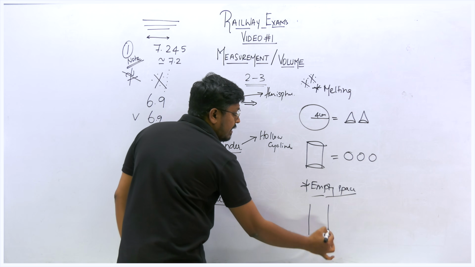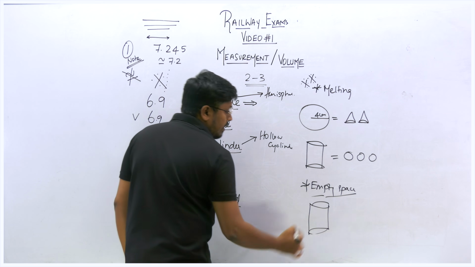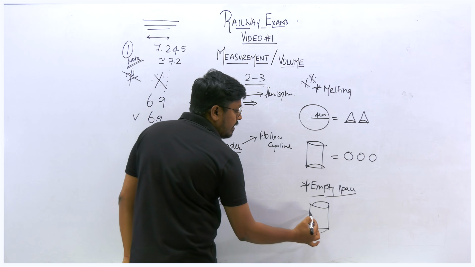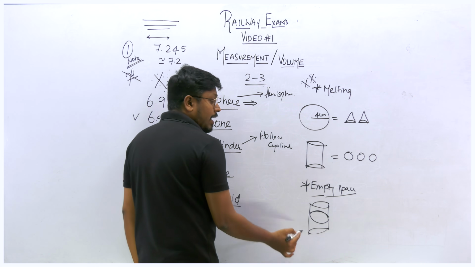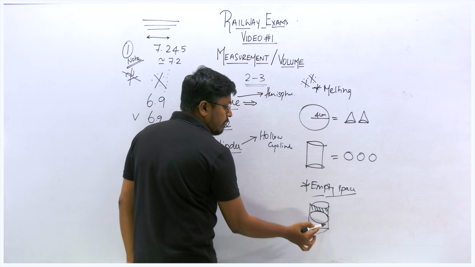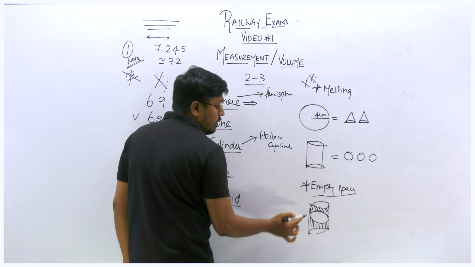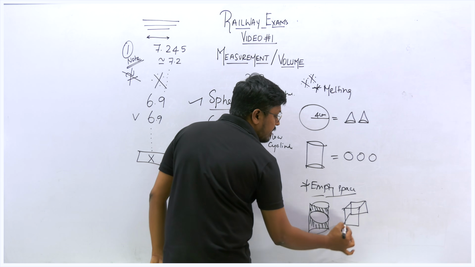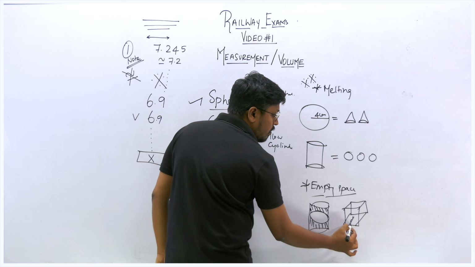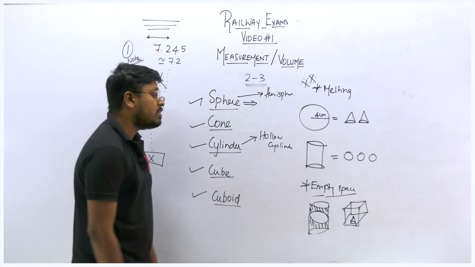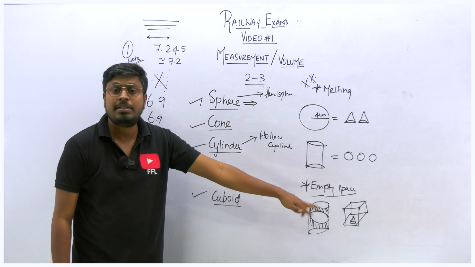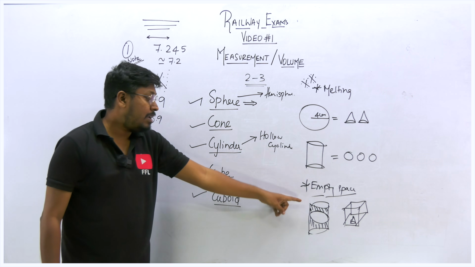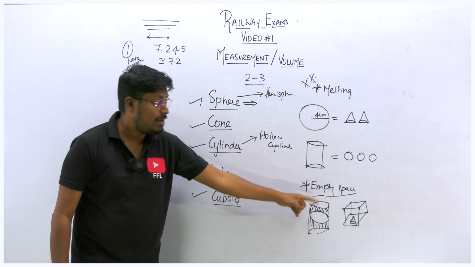Empty space is very easy. They will give you a cylinder, with the height, radius, and all the values given. Inside the cylinder they will put a small spherical ball, and our target is to find the remaining volume. Similarly, they will give you a cube and place a small cone inside it, and our target is to find the remaining empty volume if I place a cone inside that cube. Similarly, what is the empty volume if I place a sphere inside the cylinder?